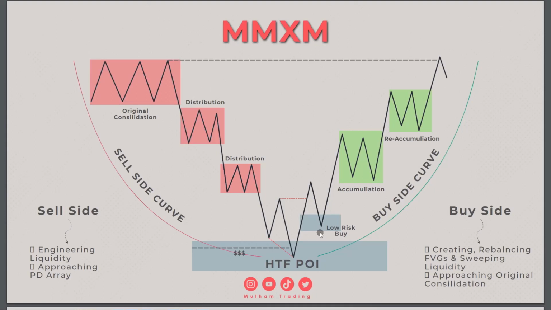What is something that you can actually look at or learn in order to always take that 10 reward to risk trade? It's the market makers model. If you are able to identify and spot the market makers model, you'll be able to only trade the high reward to risk entries and also the high probability ones, which is going to give you a higher win rate.